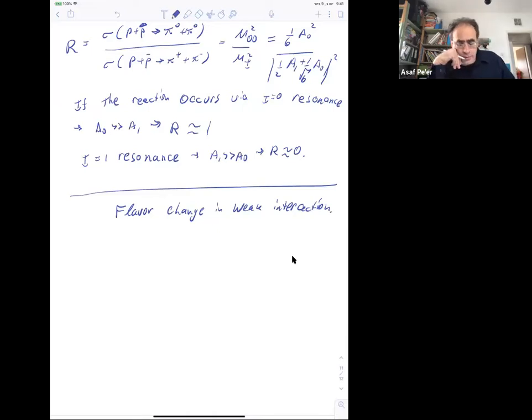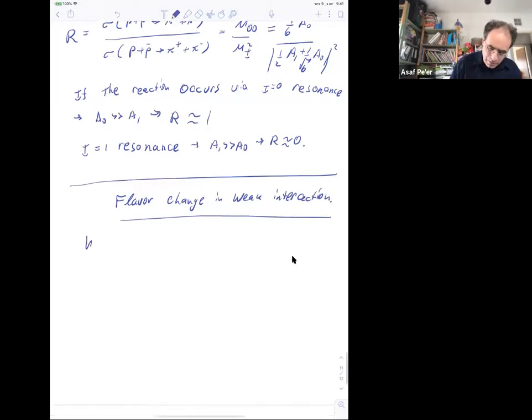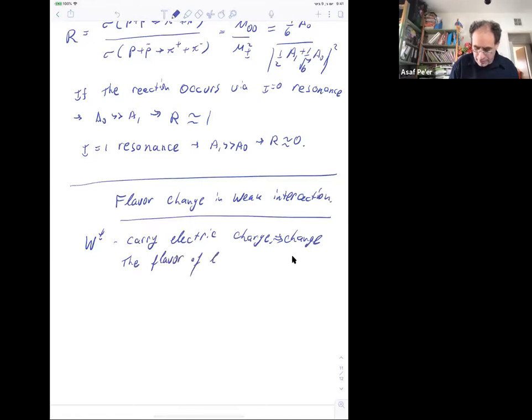Okay, so now I'm going to say a few words about the weak interaction. We know that the W plus-minus bosons carry electric charge. So they can change the flavor of both the leptons and quarks. W plus-minus carry electric charge, and just change the flavor of leptons and quarks.